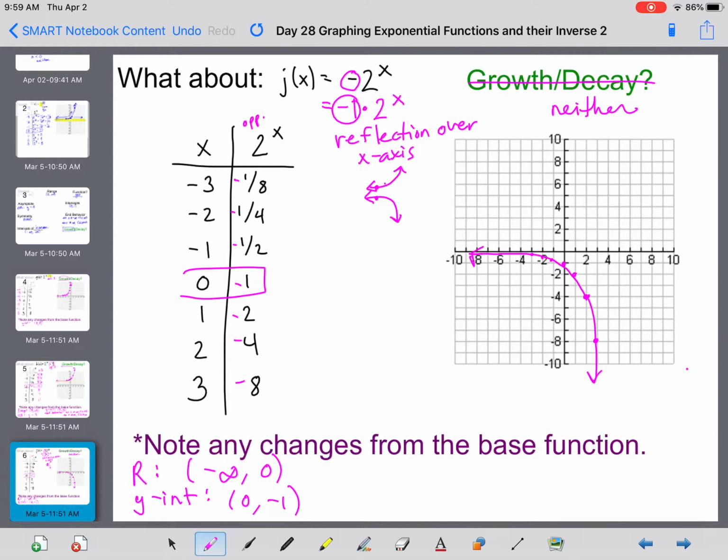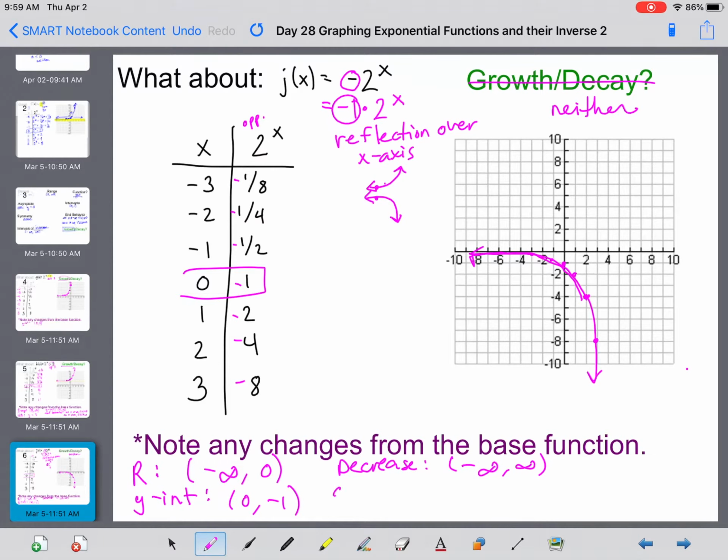We now have an interval of decrease. So notice as my x values are getting bigger, my y values are now getting smaller. And it is decreasing over the entire domain of the function.